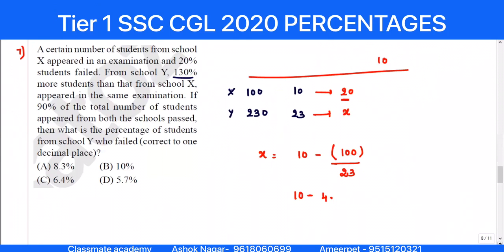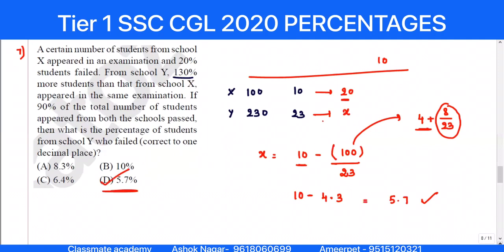So suppose you will get 3 point something. Therefore, I can take it as how much? I'm writing this as 4 plus 8 by 23. Okay, it is nearly 0.3. So 4.3, you subtract it from 10. 10 minus 4.3 is how much? 5.7. You can do it in terms of grouping also.